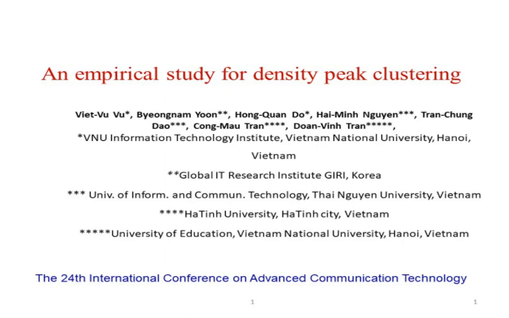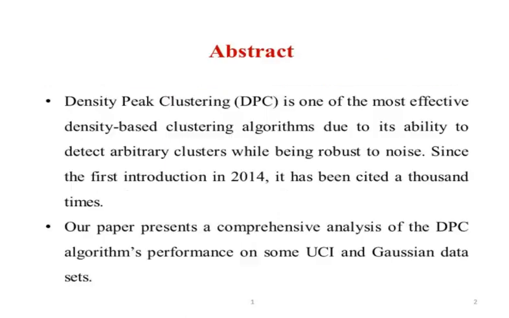The paper's title is, An Empirical Study for Density Peak Clustering. Density peak clustering, DPC, is one of the most effective density-based clustering algorithms due to its ability to detect arbitrary clusters while being robust to noise. Since the first introduction in 2014, it has been cited 1,000 times. In our paper, we present a comprehensive analysis of the DPC algorithm's performance on some UCI and Gaussian data sets.